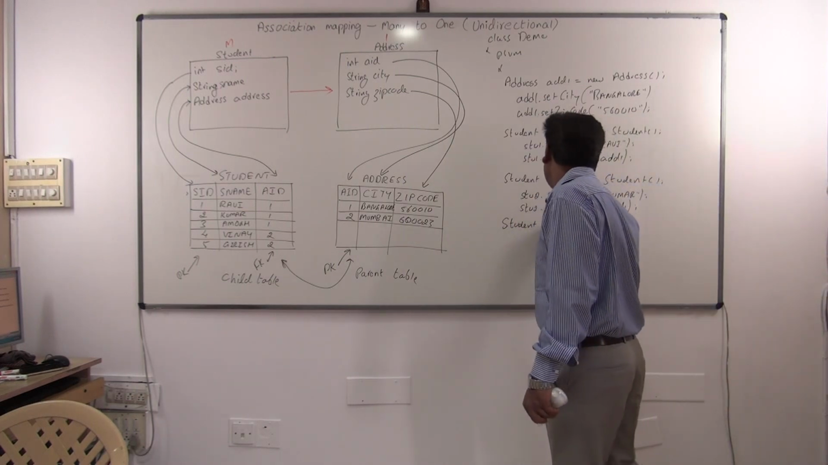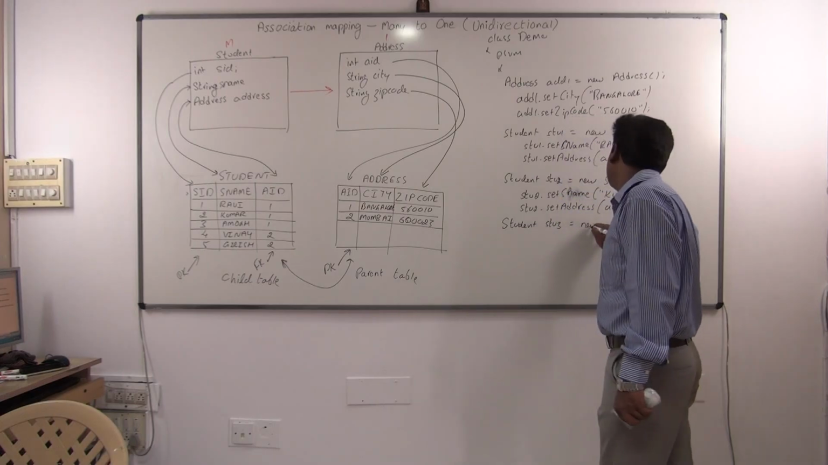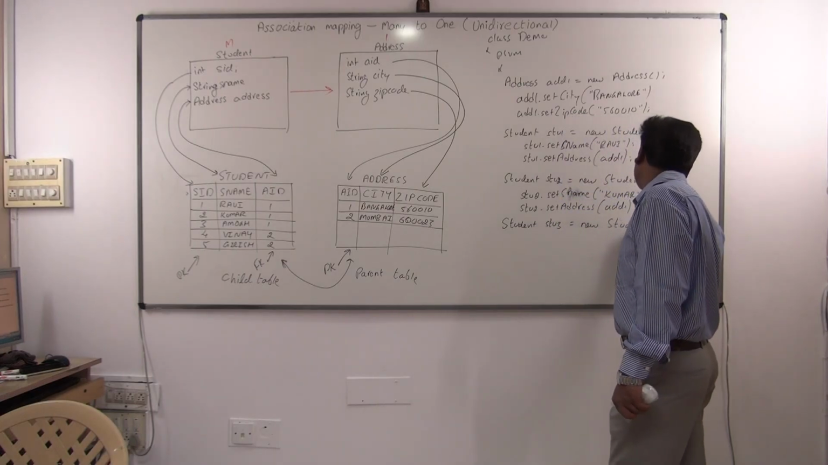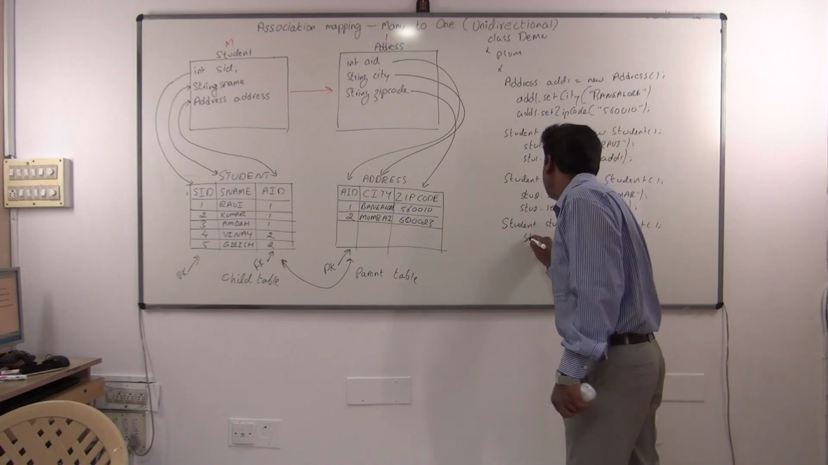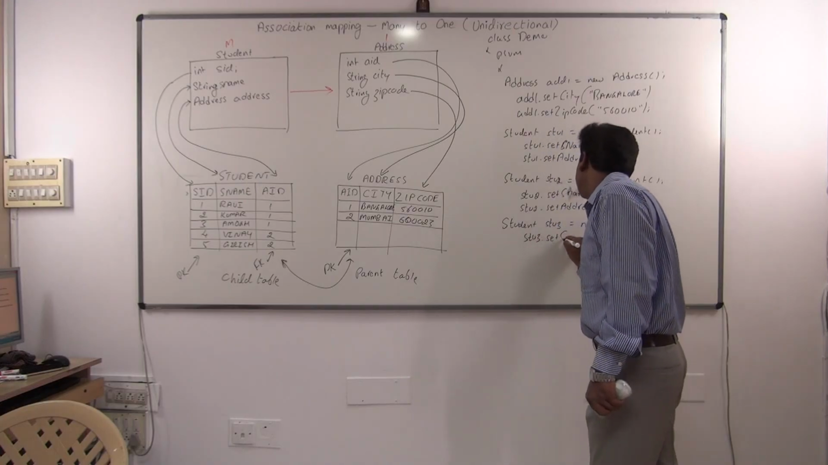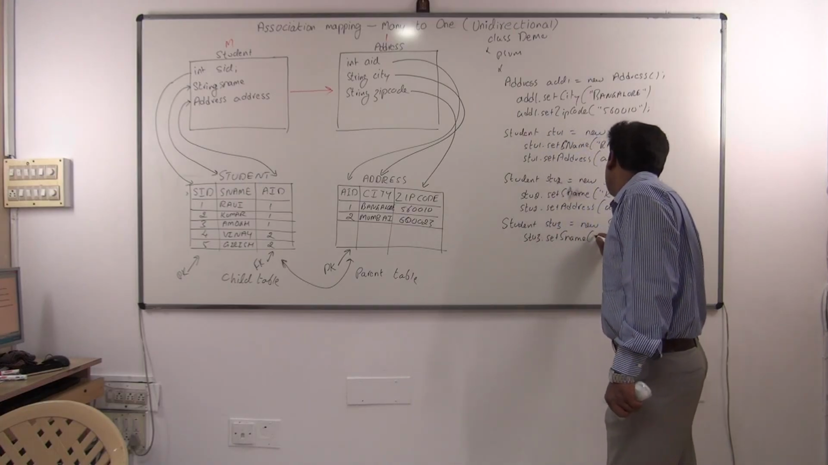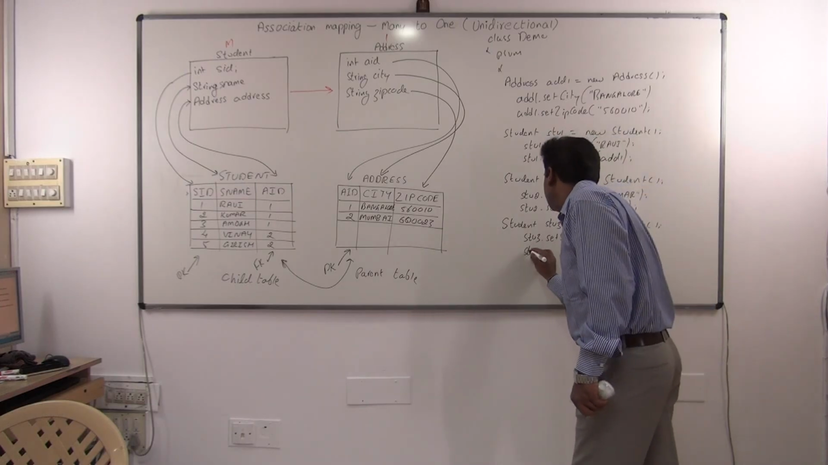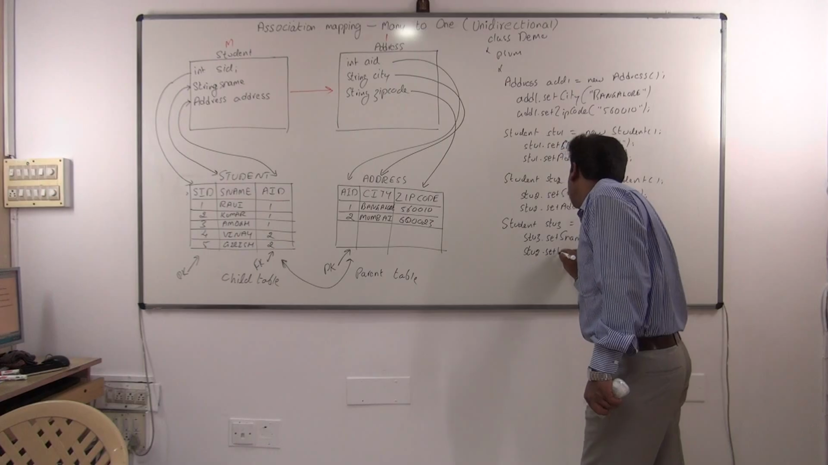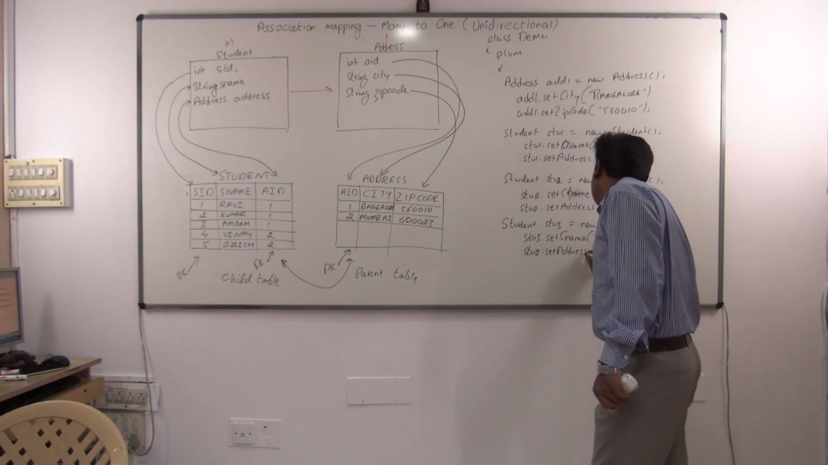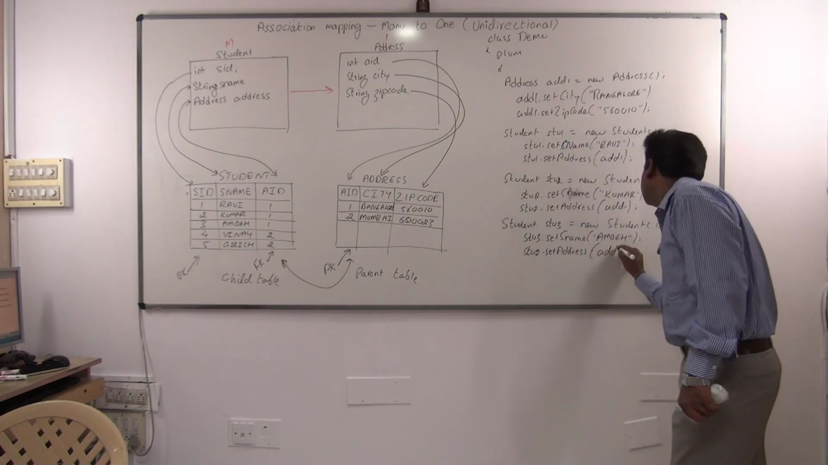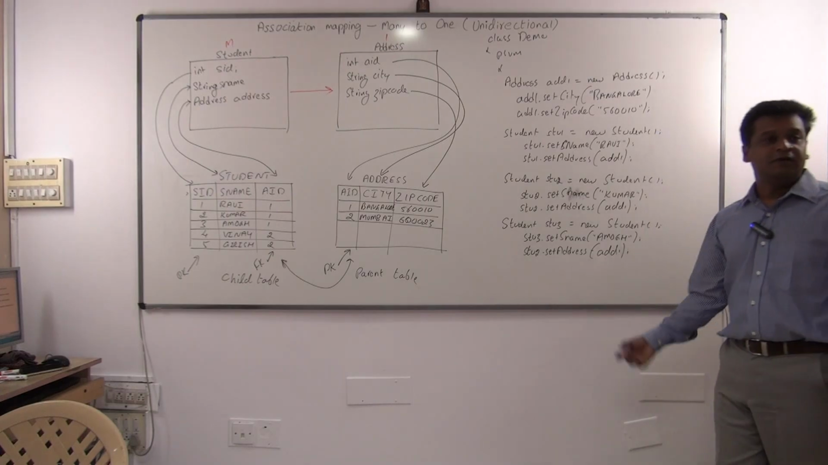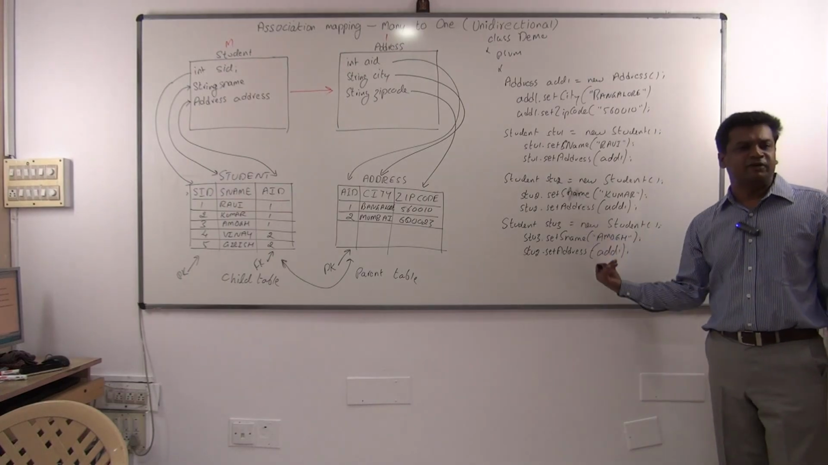Student stu3 is equal to new Student. Stu3 dot set name of Amog. Stu3 dot set address is of address1. Fine. So all the 3 students are staying in an address.